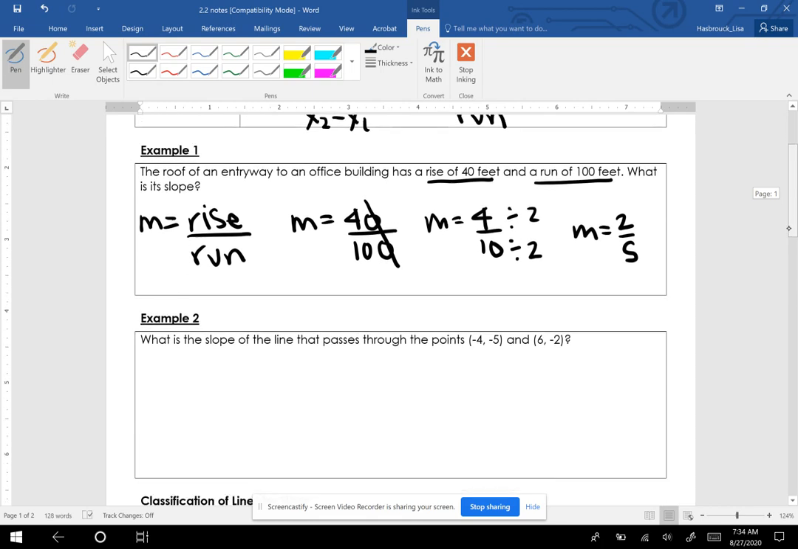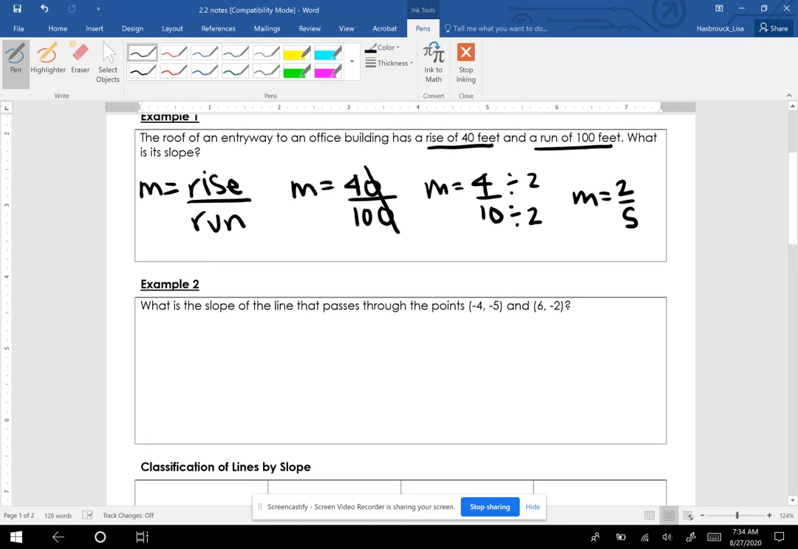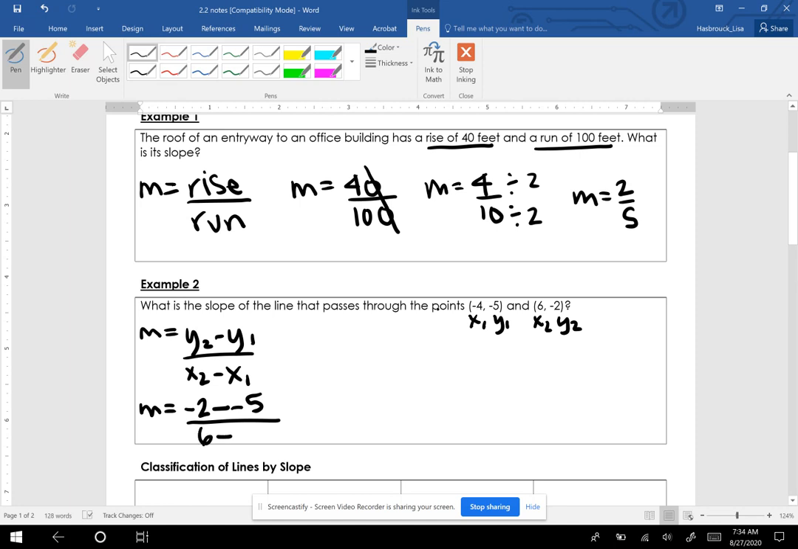In the next example, it says, what is the slope of the line that passes through the points (-4, -5) and (6, -2)? So for this one, since they gave us 2 points, we'll go ahead and use that standard slope formula of m equals y2 minus y1 over x2 minus x1. I like to label my points just to make sure I plug them in correctly. And then I'll go ahead and substitute. I get -2 minus, so notice I brought the minus sign down from the formula. Now I'm going to plug in that -5 over 6 minus, brought down the minus sign again from the formula. Now I'm going to plug in the -4.